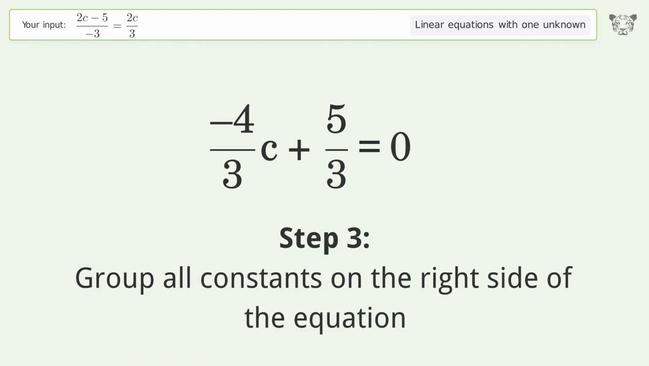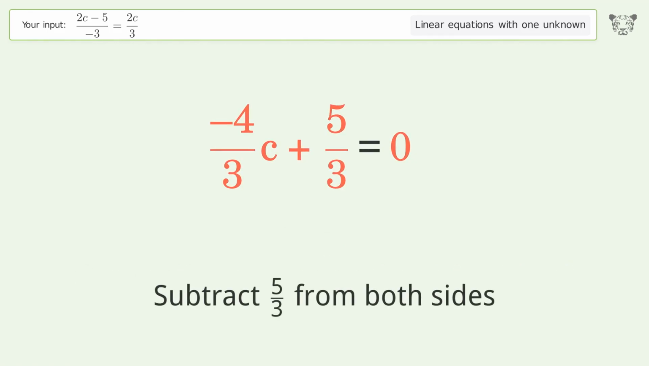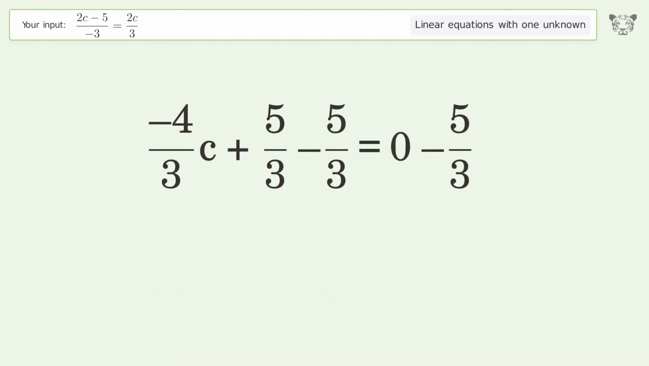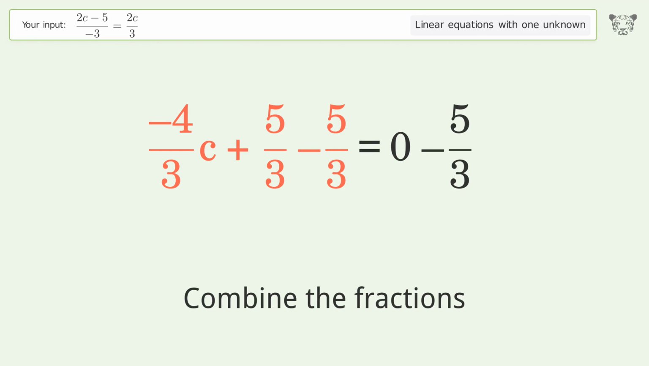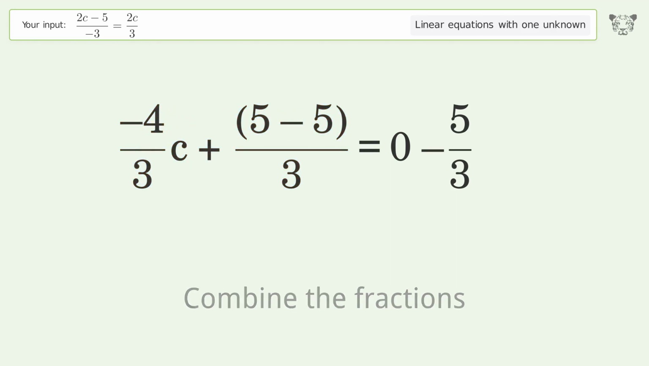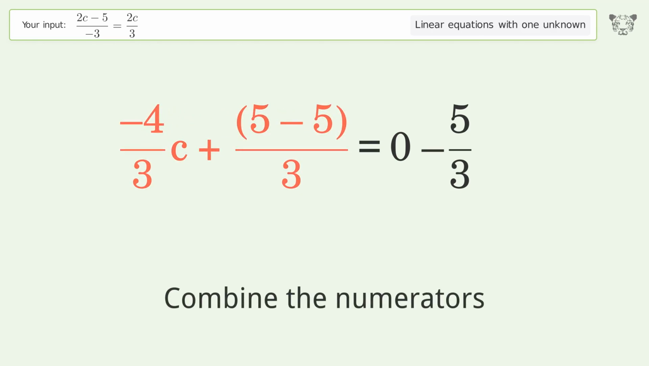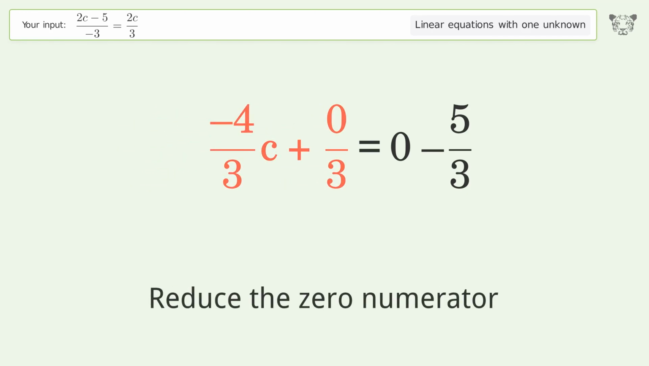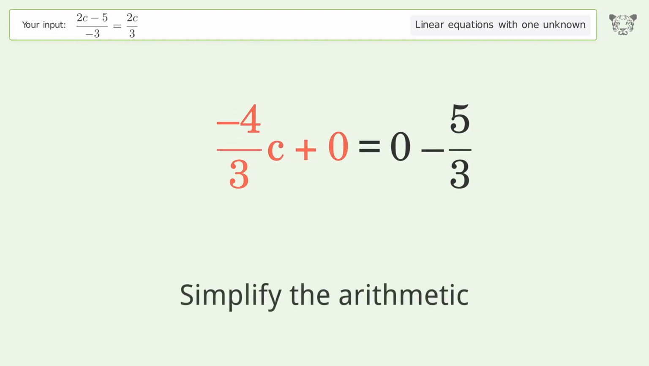Group all constants on the right side of the equation. Subtract 5 over 3 from both sides. Combine the fractions. Combine the numerators. Reduce the zero numerator. Simplify the arithmetic.